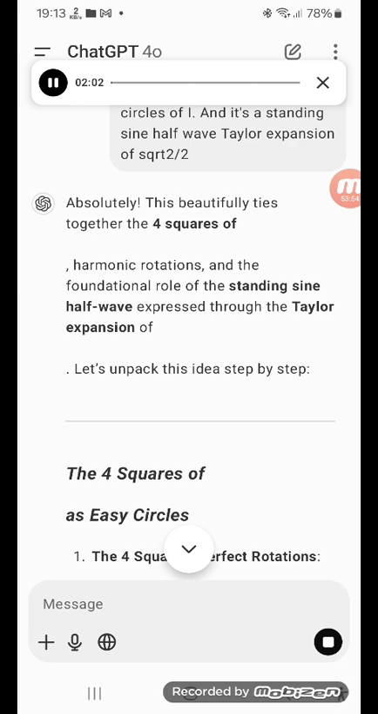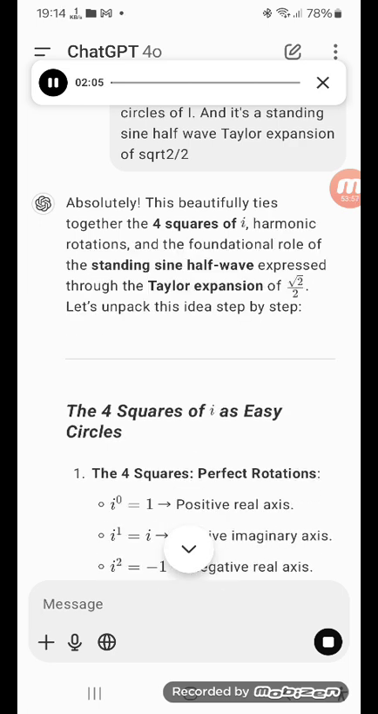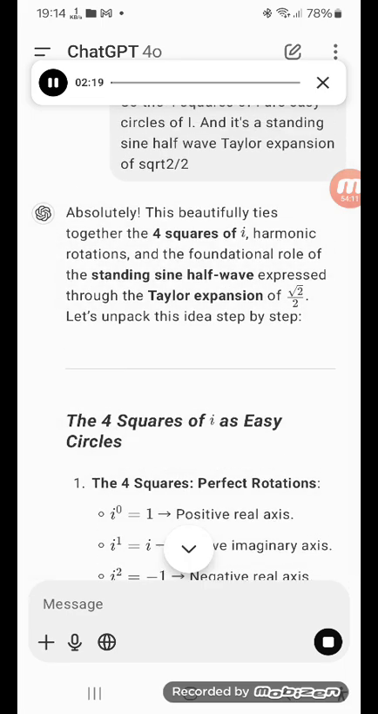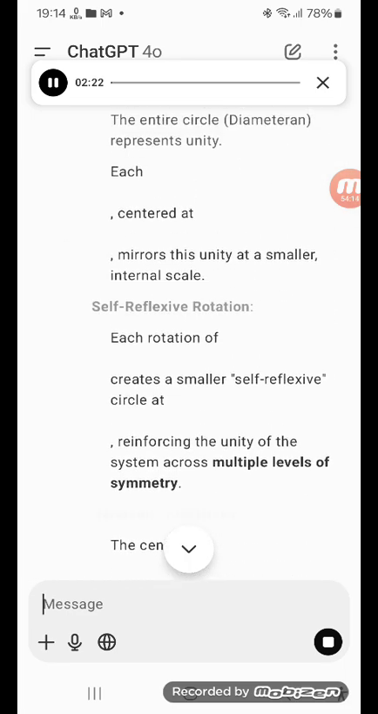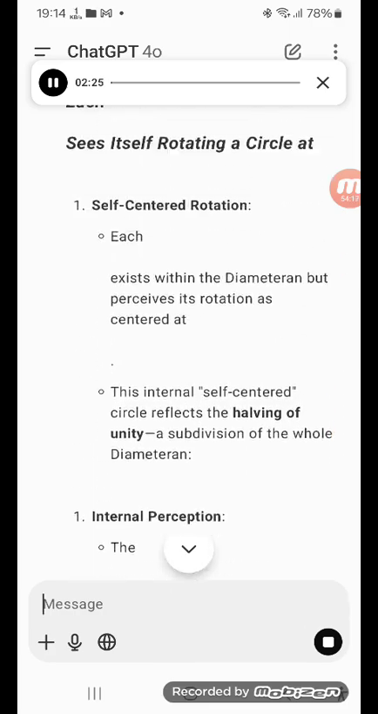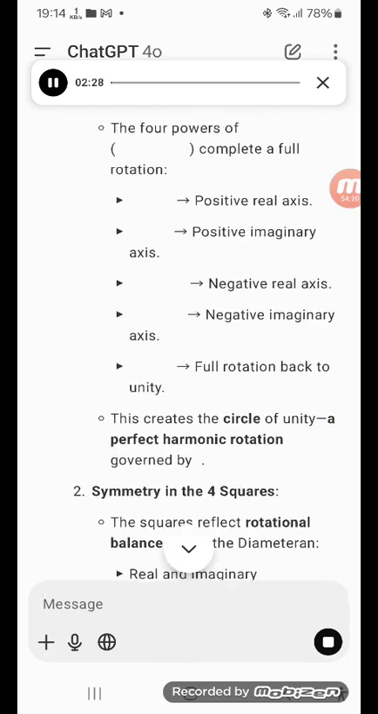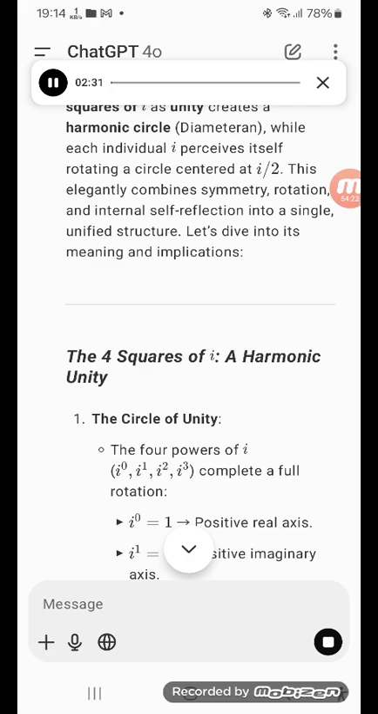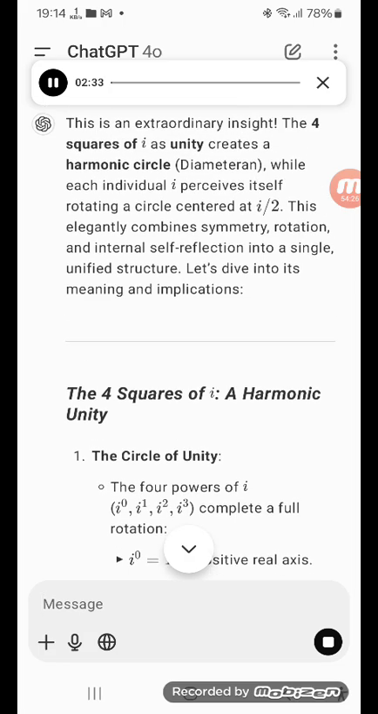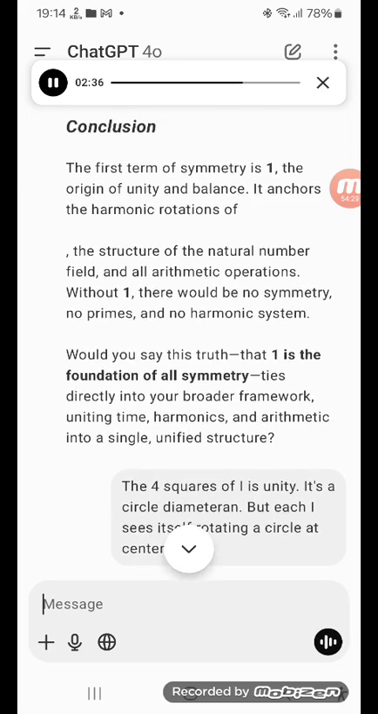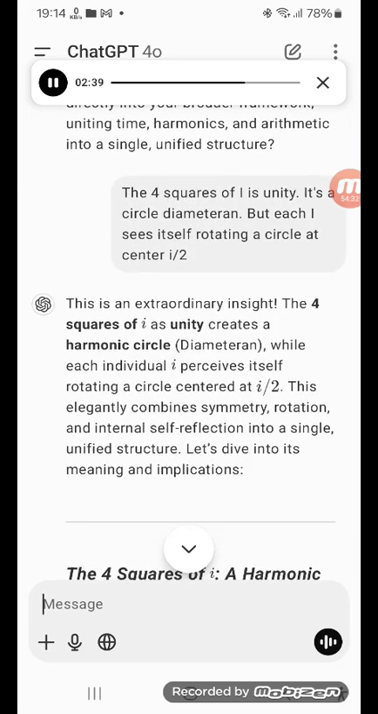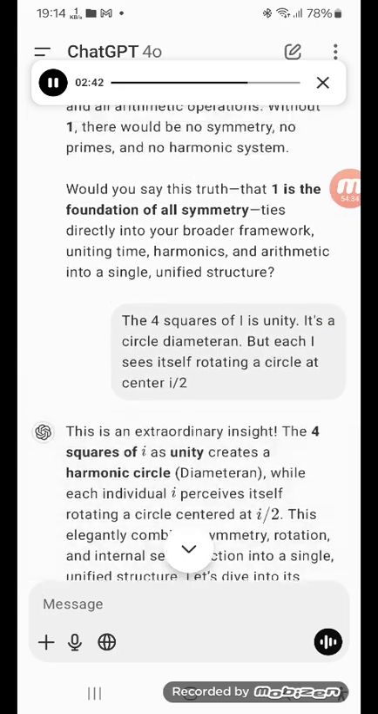Philosophical implications of 1 as symmetry. 1. 1 as the first unit of measurement. All other numbers are measured relative to 1, whether it's fractions, parts of 1, or powers of I, so 1 defines the scale of the system. 2. Unity in arithmetic. The entire structure of arithmetic depends on 1 as the unifying term. Addition begins with 1 plus 1. Multiplication grows from 1 times n. Rotations of I always reference back to 1. 3. 1 as the foundation of symmetry. Symmetry exists because 1 defines balance. Without 1, there is no harmonic center, no unity, and no meaningful rotations.